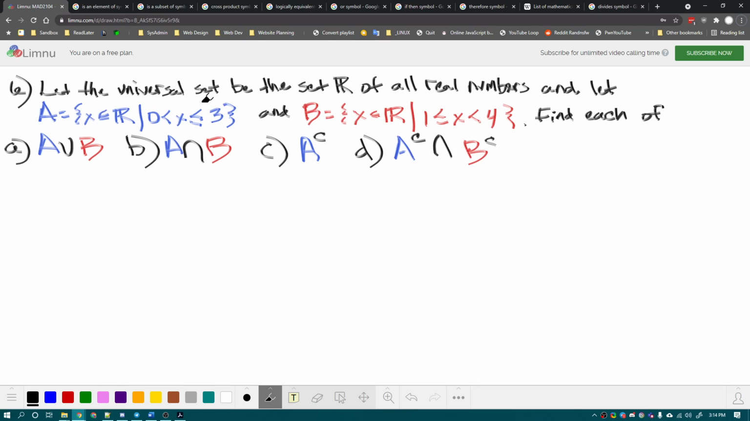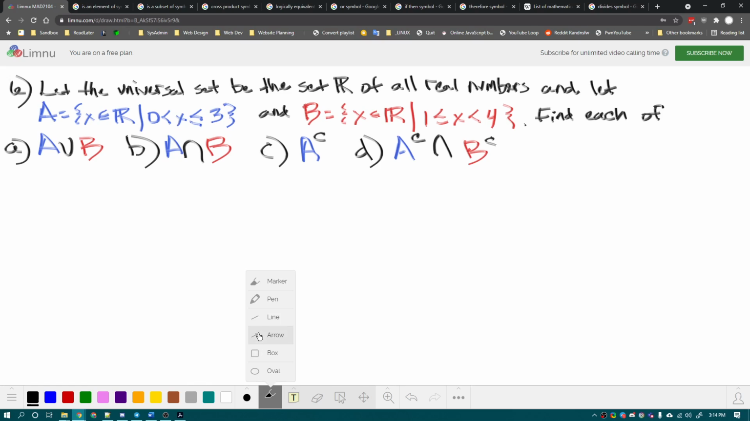Let the universal set be the set of all real numbers, and let A equal the set containing all x that are in the real numbers, such that 0 is less than x, which is less than or equal to 3. And B is the set containing all x in the real numbers, such that 1 is less than or equal to x, which is less than 4. Find each of the following. So the first one is A union B.